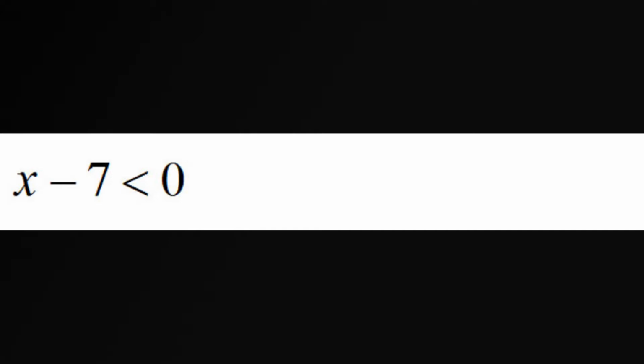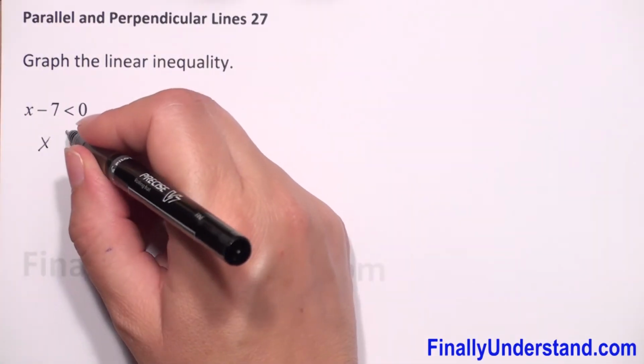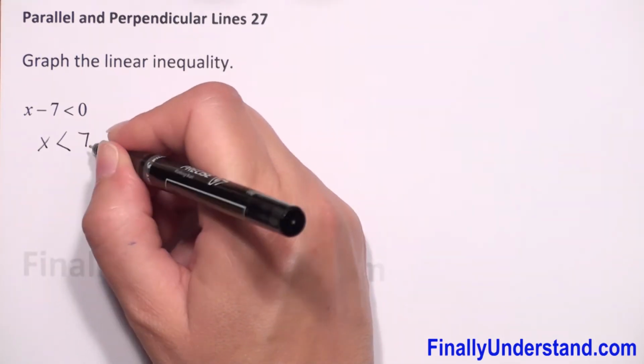We have given the inequality x minus 7 is less than 0. First, we will rewrite the inequality. So x is less than 7.